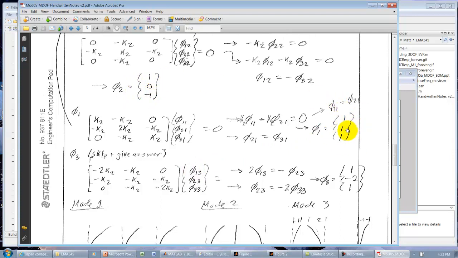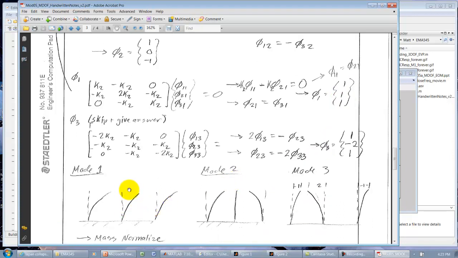The first mode shape has 1, 1, 1, so all 3 masses move in sync at the exact same amount. That's sketched down here. The second mode shape is a 1, 0, minus 1, so we have these 2 outer masses moving towards each other and the middle mass standing still. And then the third eigenvector is a 1, minus 2, 1. So here we have the outer masses moving in sync and the inner mass moving opposite of both of those. So that's what we get for this system.